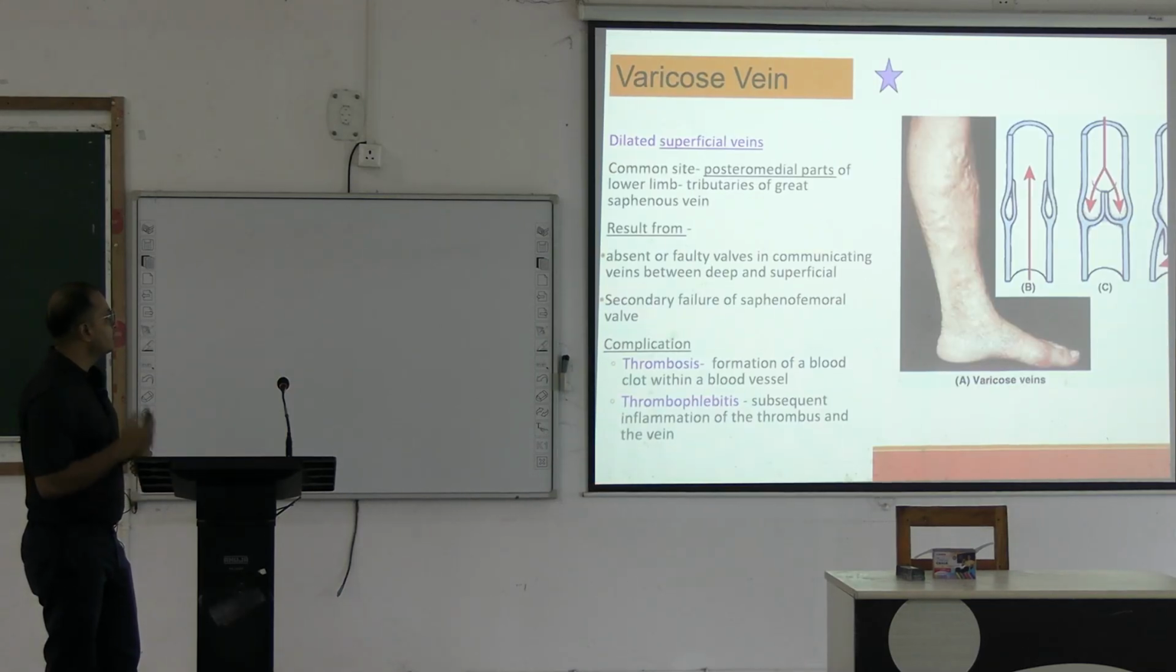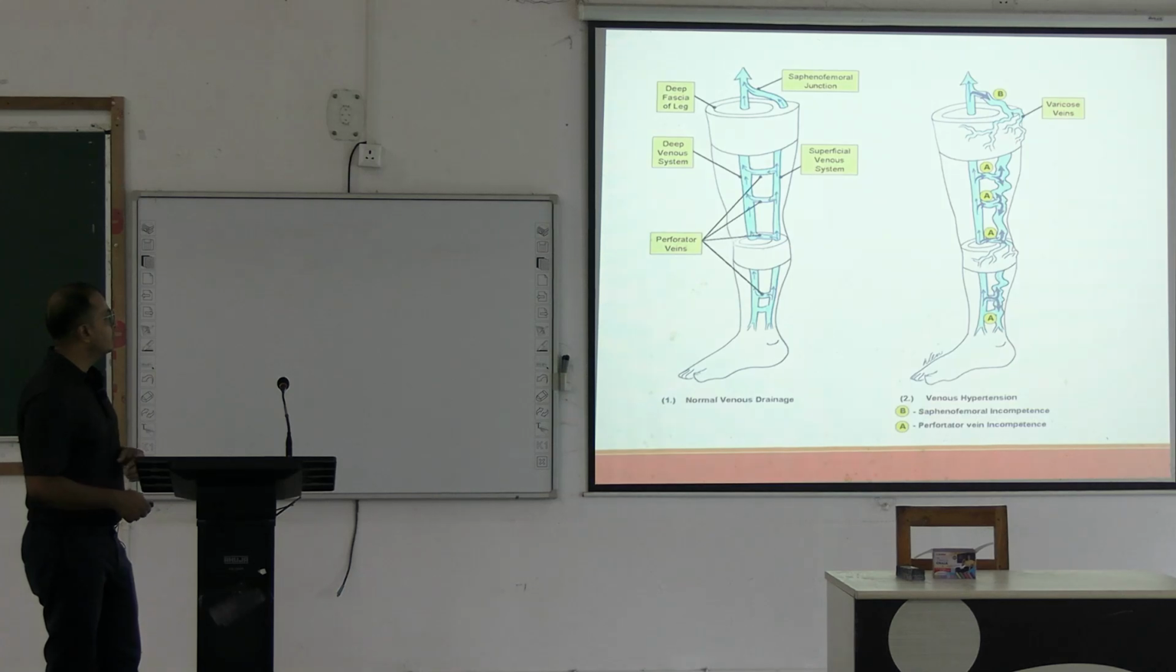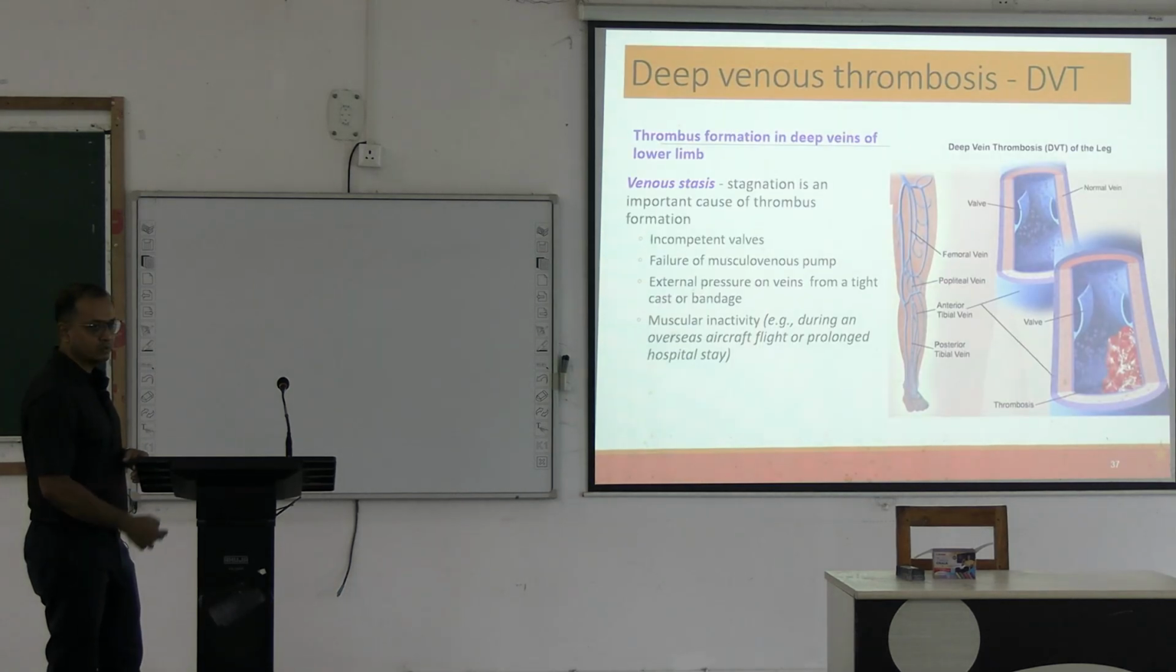Joining between them, we have the superficial veins, and we will learn about varicosity, which is the reversal of the blood flow that normally goes from superficial to deep, which can be reversed because of valve incompetency. In the deep veins, there may be sluggish flow of blood, and it may get clotted in there.